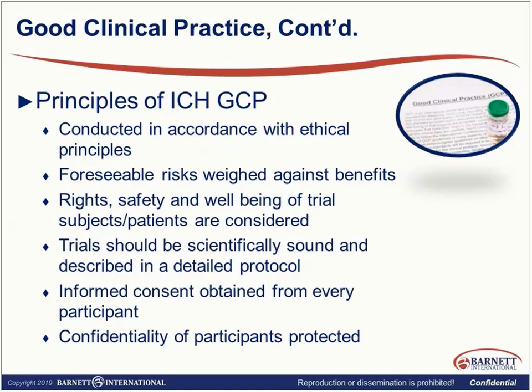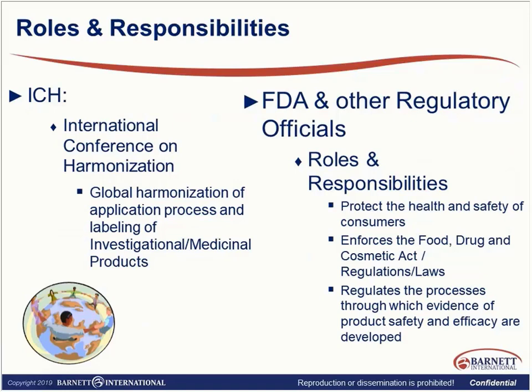Some of the principles of the ICH GCP are to conduct studies in accordance with ethical principles, looking at the foreseeable risks weighed against the benefits, and the rights, safety, and well-being of trial subjects and patients are considered. This is very important, that trials should be scientifically sound and described in a detailed protocol, informed consent obtained from every participant, and confidentiality of participants is protected. And as we know, the GDPR, the confidentiality requirement by the EU, came into practice relatively recently as far as the privacy concerns are concerned. So with the HIPAA and the GDPR, we have some significant privacy requirements that we have to participate in.